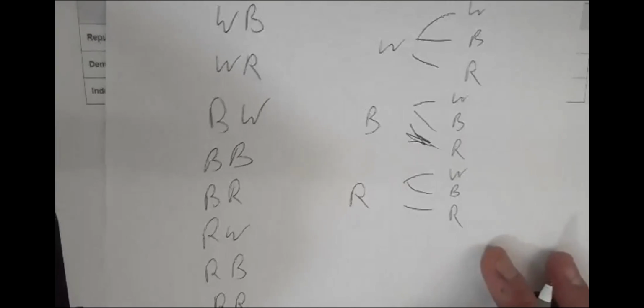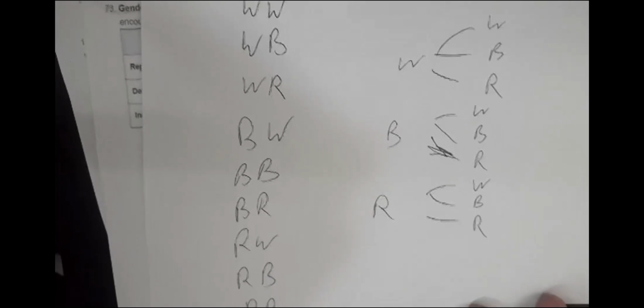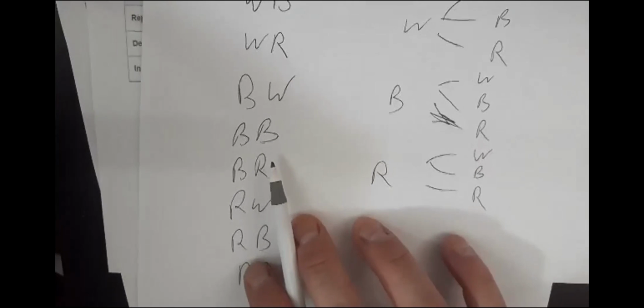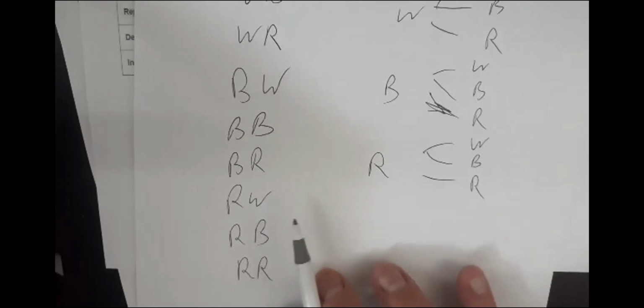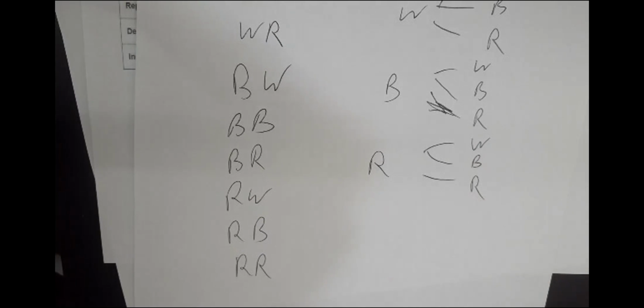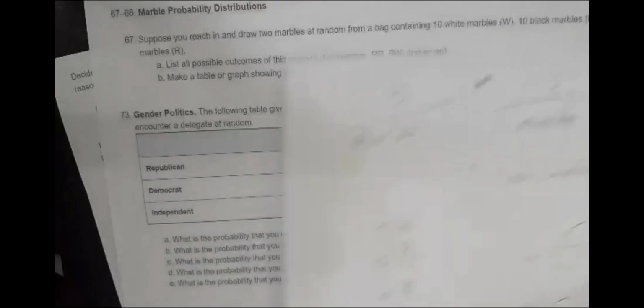BR, RW. So these are all the 9 different combinations. Get them all on there. Okay, so what I had was white, white, white, black, and white, red. Then black, white, black, red, and black, black. And then red, white, red, black, and red, red. Okay. I think you just swapped them or something, but it's the same thing. Just different order. We get 9 different combinations is what you should be getting.